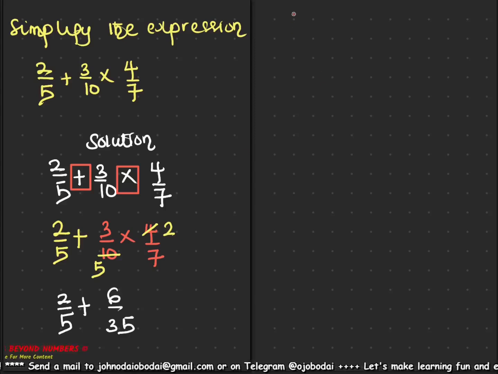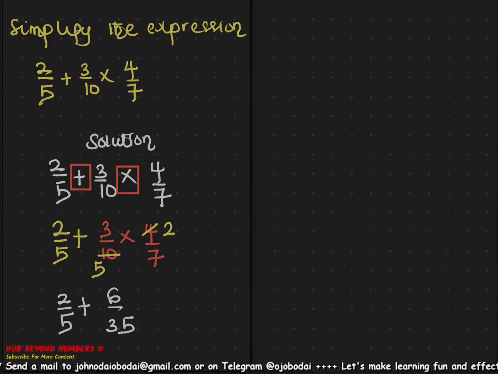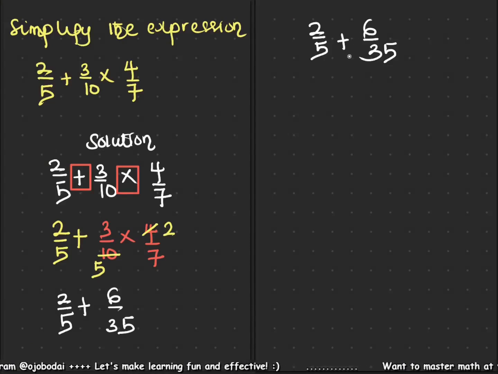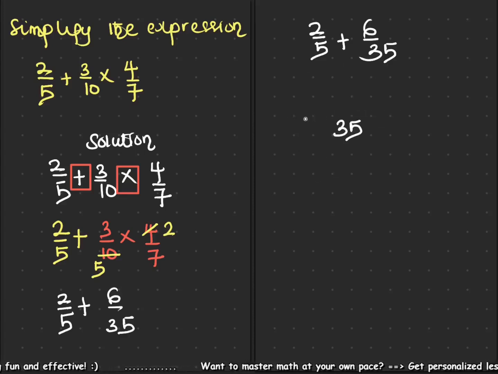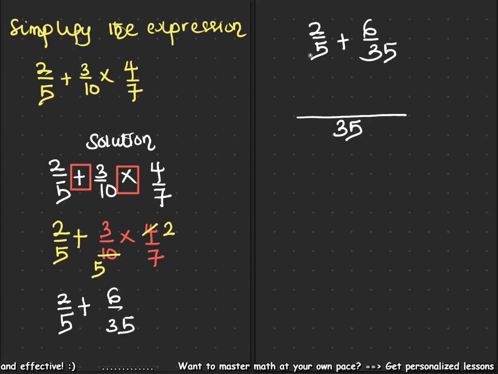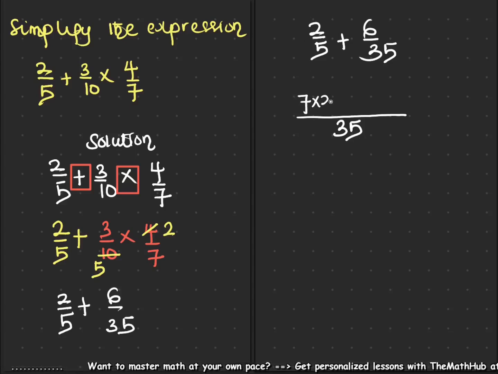So rewriting it here, which is 2 over 5 plus 6 over 35, we are going to get an addition question. And to solve addition of fractions, what did we say we do? We look for the LCM. The LCM here of 5 and 35 is 35. Then we perform what? Addition of fractions. So 5 divides 35 how many times? That is 7 times. So 7 multiplies the 2, giving us 7 times 2.